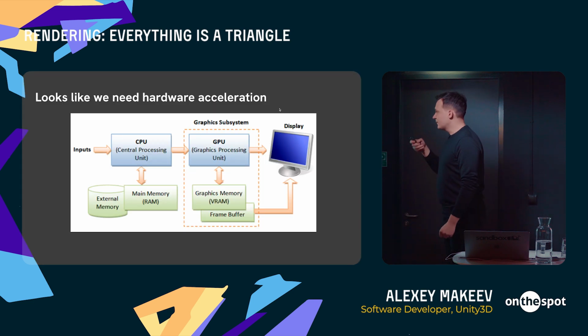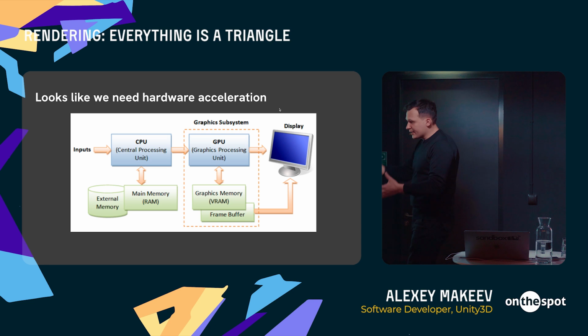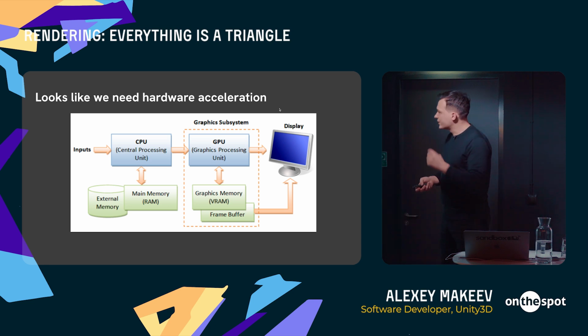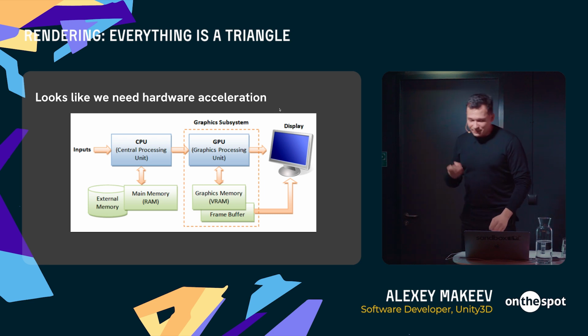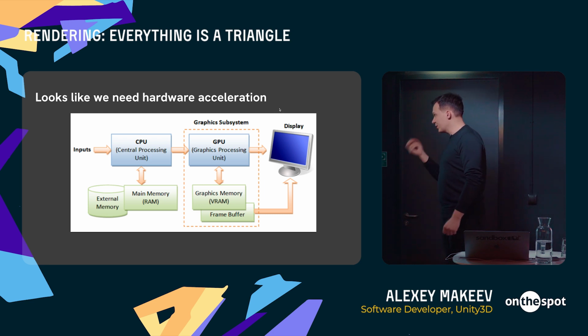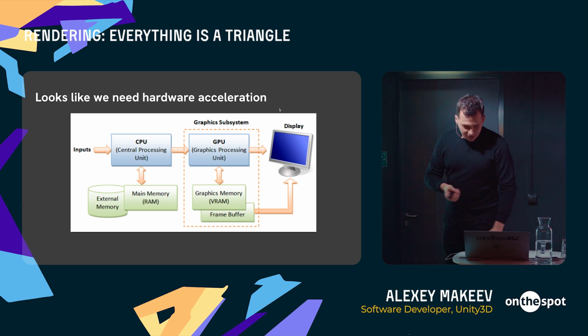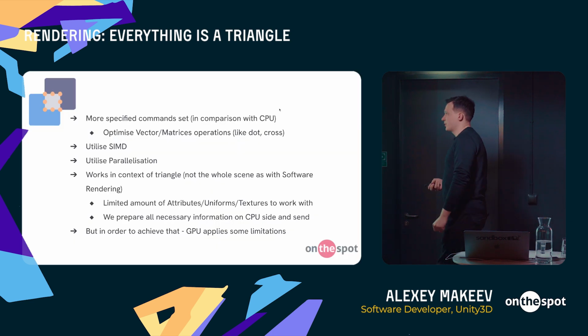The GPU is actually another chip in your computer, which works in parallel with the CPU side. It has completely separate processing units. It has completely separate memory. And it is specialized just for rendering tasks. But what does specialized for rendering tasks actually mean?